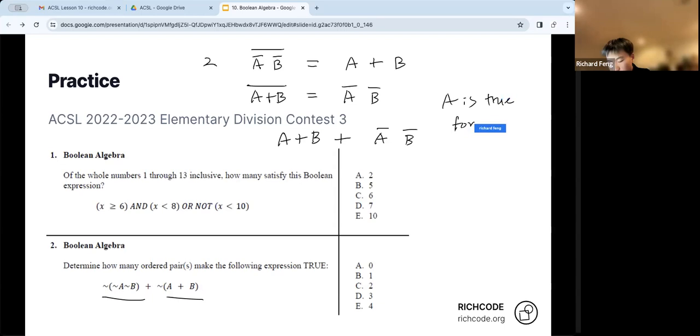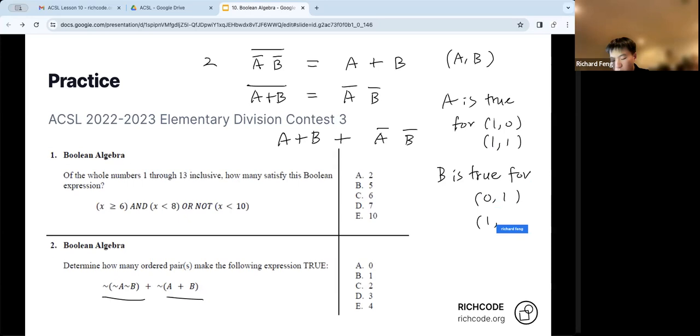for 1, 0 and 1, 1. So I'm basically using ordered pairs. You can think of it as A comma B. So A is true for 1, 0 and 1, 1. And then B is true for 0, 1 and 1, 1. Basically, whenever B is true, then the whole thing is true.